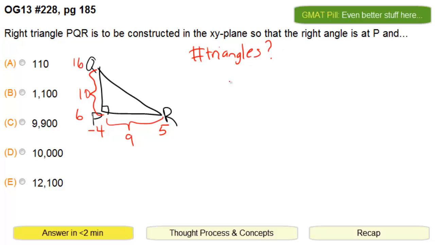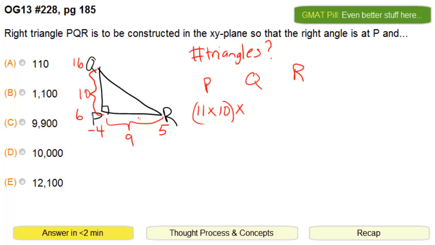So number of triangles. Well, first we have to pick point P, then point Q, and then point R. So point P, well, we know there are between 6 and 16, inclusive, actually 10 plus 1, 11 points. So we have 11 for this way. Then you have to multiply that by this. We have 9 as the distance, but the actual points is 10. So we have to multiply that together.